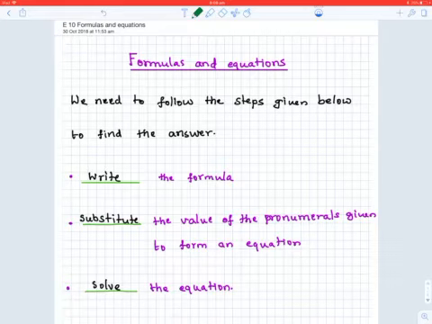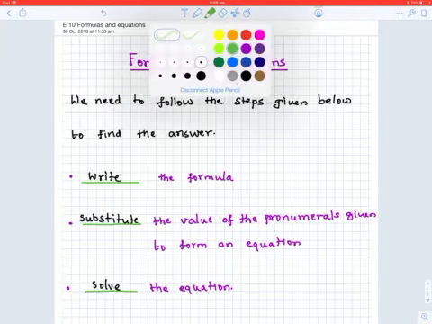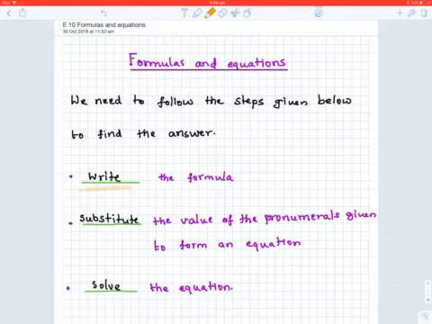Hello and welcome. Today we are going to see formulas and equations. That means we get an equation arising from a formula and then we are going to solve the equation. For that we need to follow the following steps.